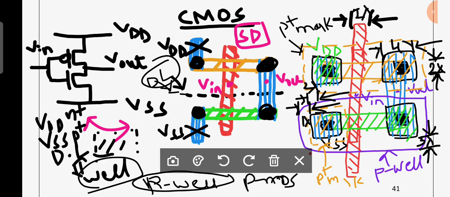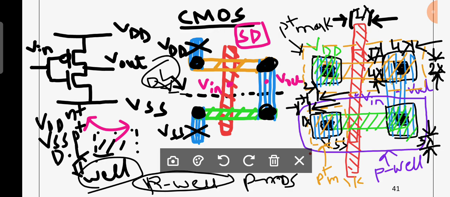Absolutely, 4 lambda by 4 lambda. You have to write 4 lambda by 4 lambda. Is it clear? In this way you have to represent the CMOS diagram layout. Is it understood, all of you? Okay. Now, what are the bullet points you have to remember?